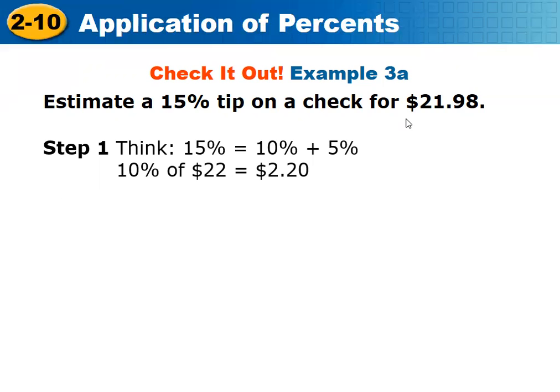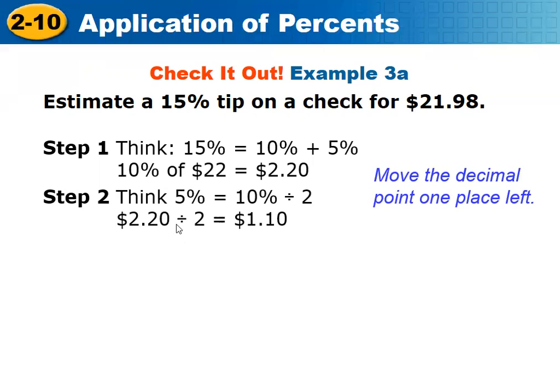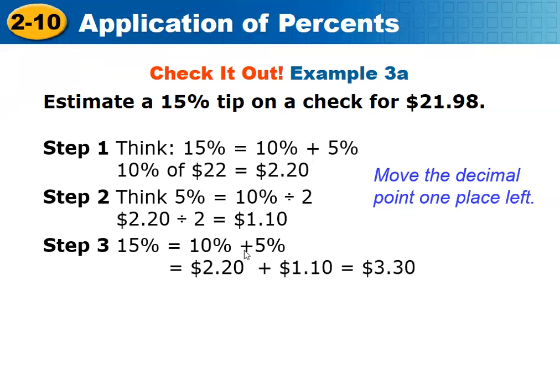Then $22. I want 10% of 22. Move one digit to the left, so it will be 2.2. So this is 10%. I'm looking for 5%, so I will divide this number by 2. Then it will be 2.2 divided by 2. It will be $1.1. The total at the end, 10% plus 5%, it will be 2.2 plus 1.1, so it will be $3.3. The tip should be about $3.3.